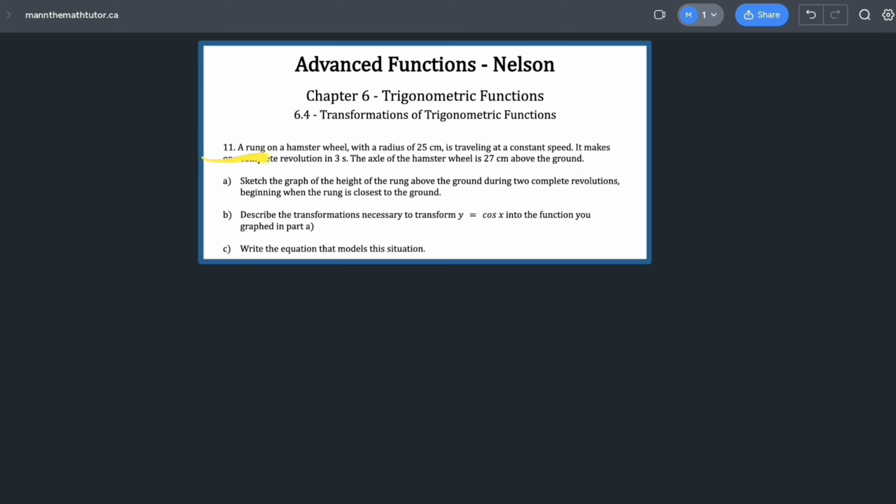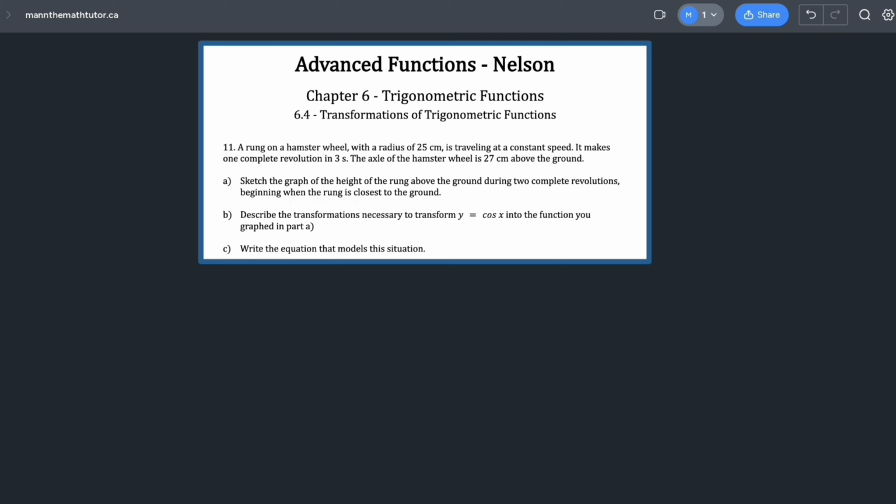Question 11 says, a rung on a hamster wheel with a radius of 25 centimeters is traveling at a constant speed. It makes one complete revolution in 3 seconds and the axle of the hamster wheel is 27 centimeters above the ground. Question A says, sketch the graph of the height of the rung above the ground during 2 complete revolutions, beginning when the rung is closest to the ground.